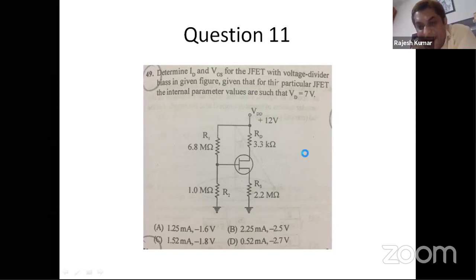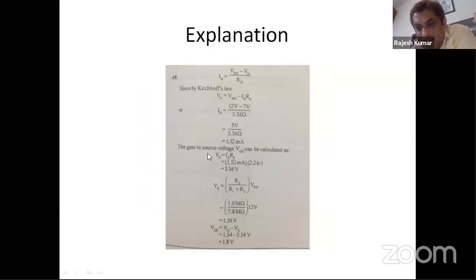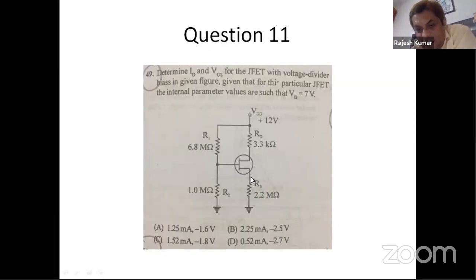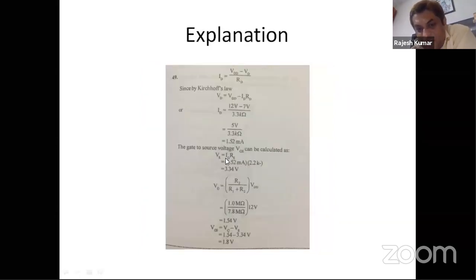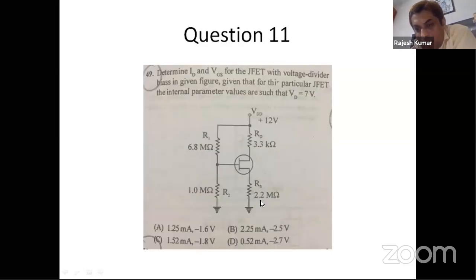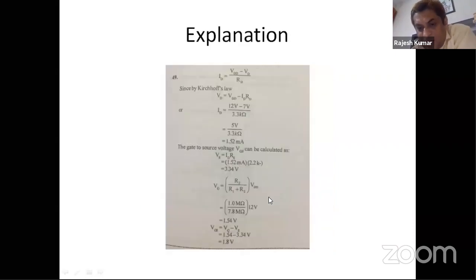Okay, and VS, that is the source voltage, is very easy to find. That is VS equal to ID times RS. And ID you have already found as 1.52 milliamperes, and RS is given as 2.2 kilo ohms. I told you that it is in kilo ohms, not in mega ohms. Just put in these values, and ultimately you will have 3.34 volts, and VG.